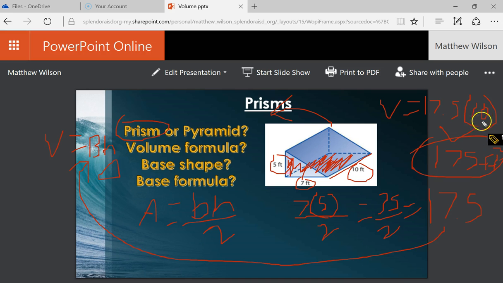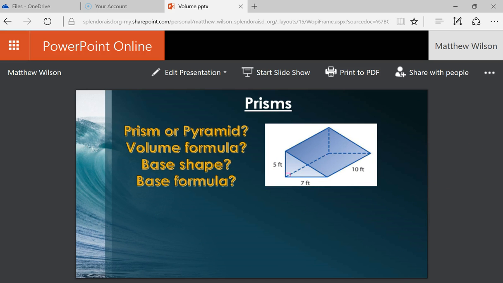So it's going to be the same process over and over and over again to solve for volume. Really, the only case that's different than the other ones is this triangular prism right here.